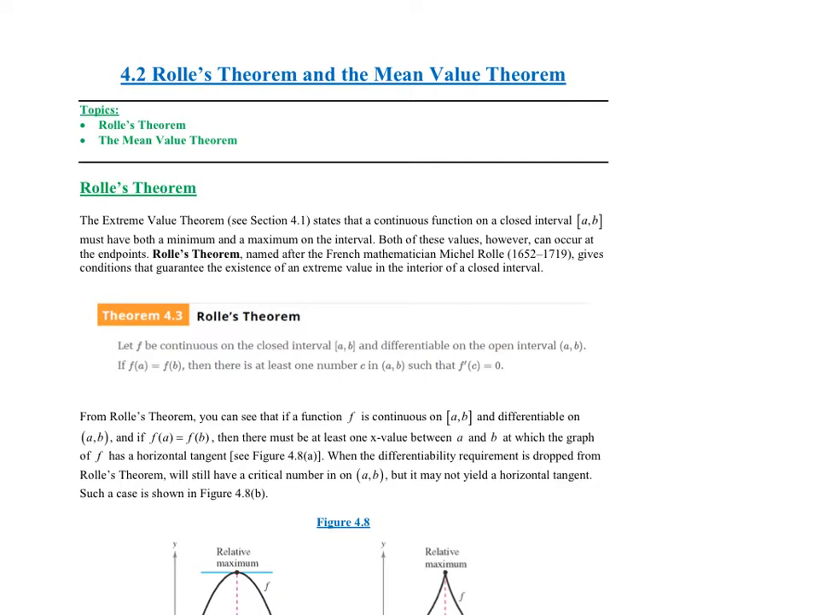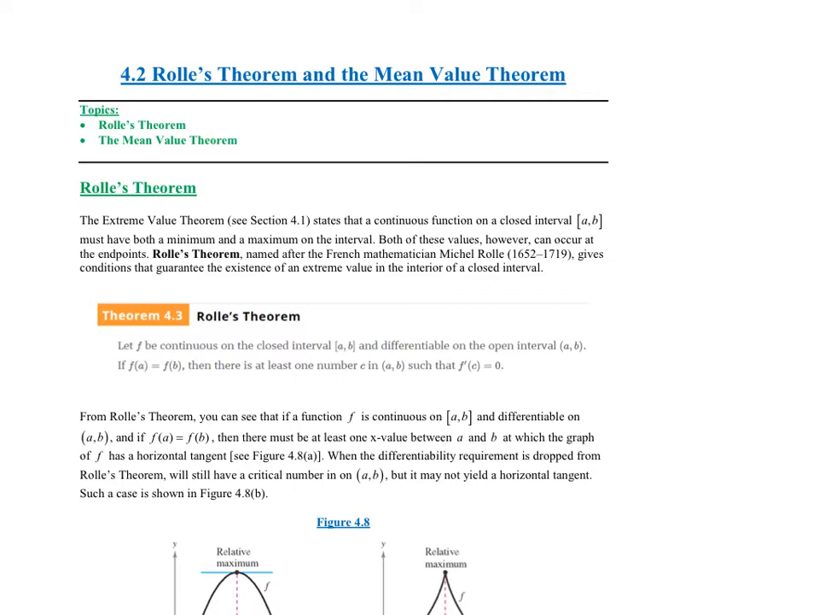Okay. So the extreme value theorem in section 4.1 states that a continuous function on a closed interval must have both minimum and maximum values on the interval. So we know the min and max exist, and from the previous section, on a closed interval, we know that it either happens at the endpoints or it happens at a critical value. Both of these values, however, can occur at the endpoints.